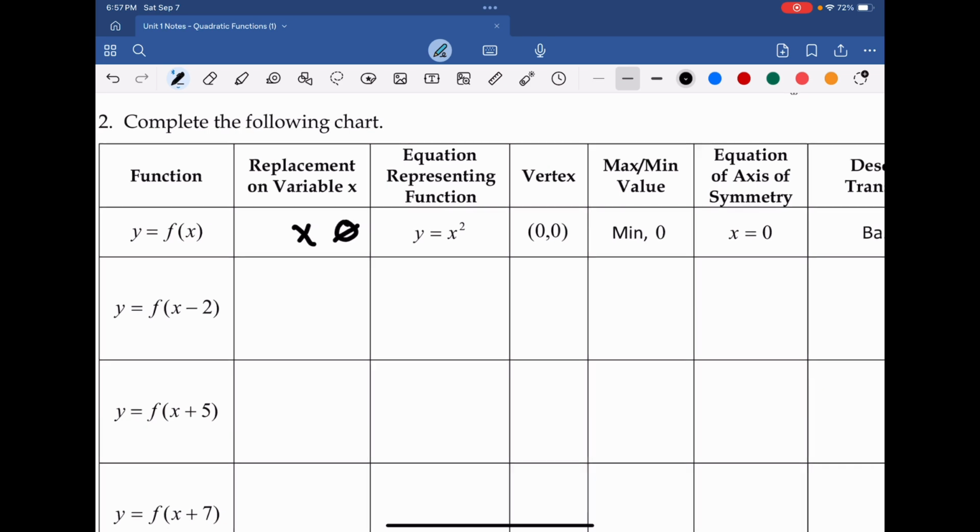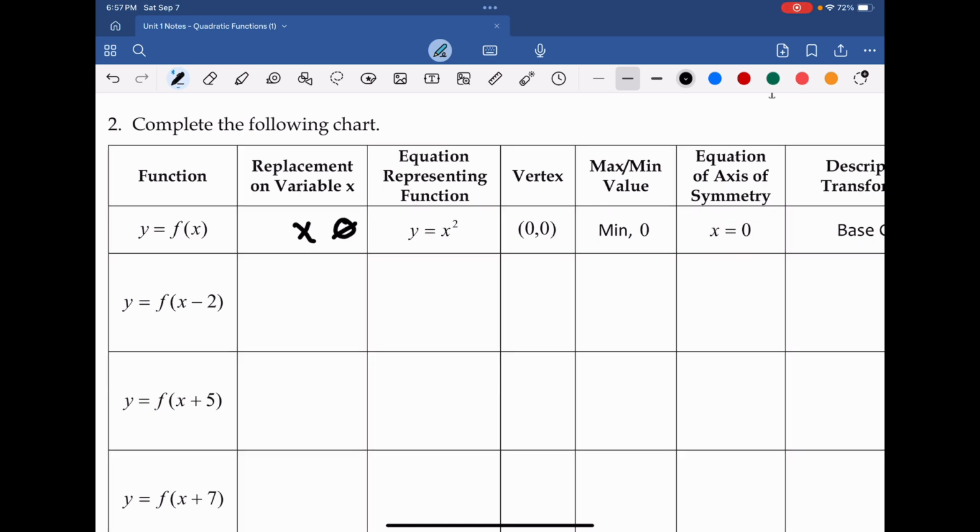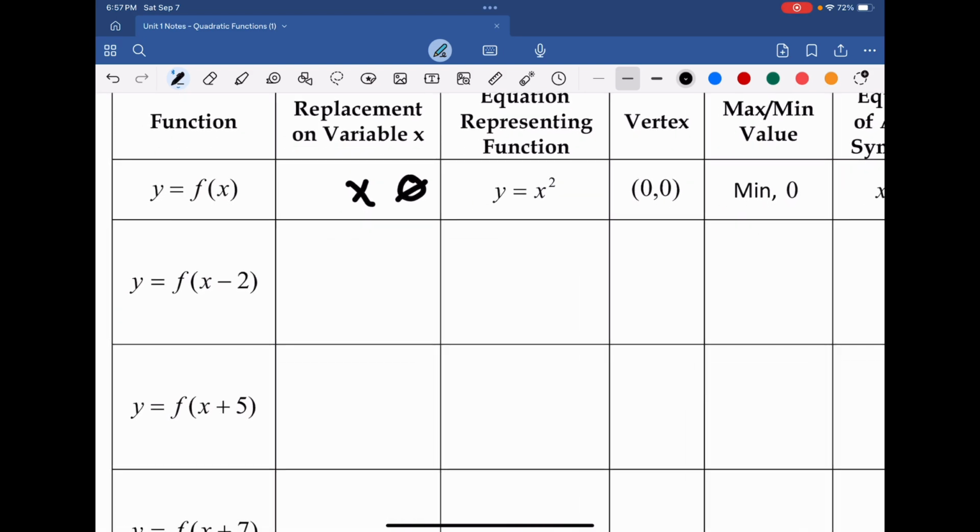Okay, then we look at it and say all the other details are predictable. The original function has a vertex at 0, 0. It opens up and has a minimum of 0. It's divided by x equals 0 because it's split down the middle at x equals 0, and it's the base graph. Now, for these next ones, what is the replacement on x? It's whatever's in the brackets, so x minus 2. So instead of y equals x squared, now it's going to be y equals (x - 2) squared. What does this do?